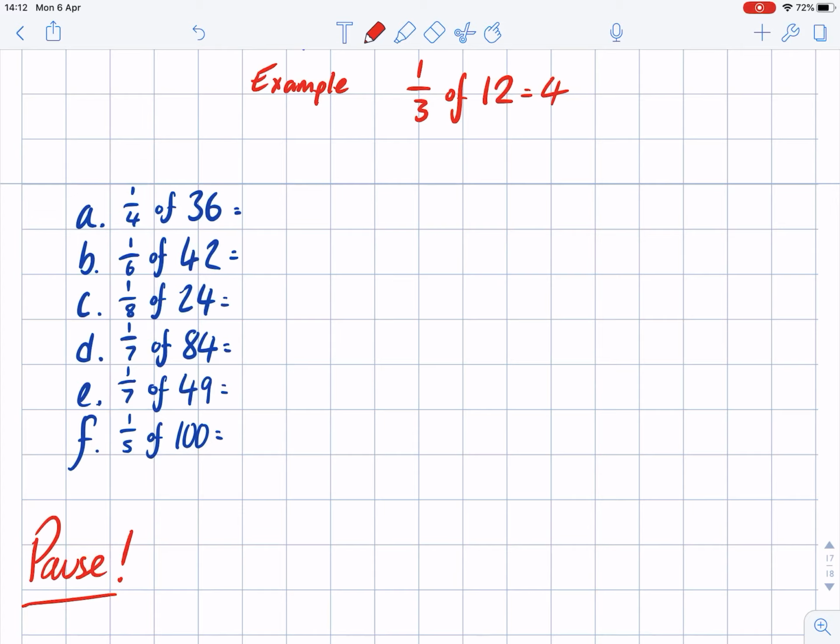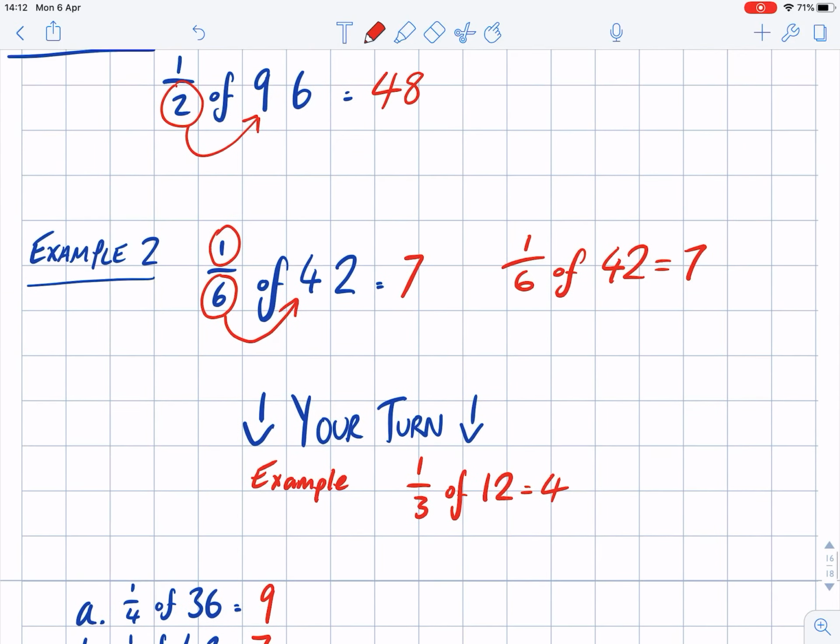Okay, fab. So going through these answers nice and quickly. 1/4 of 36. How many 4's go into 36? 9. 9 times 1 is 9. How many 6's are there in 42? It's 7. So 1/6 of 42 is 7. Was that the same as the example? Oh, yep.